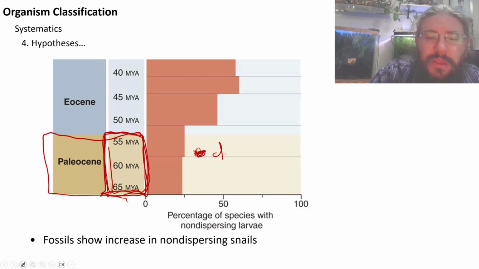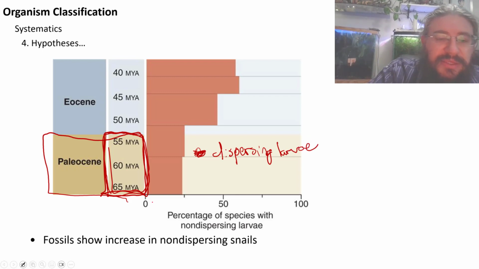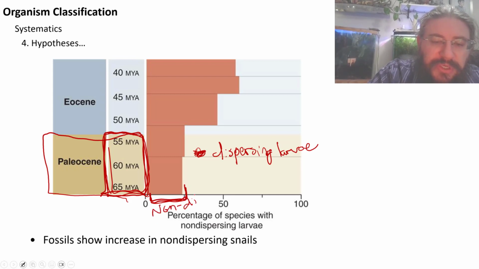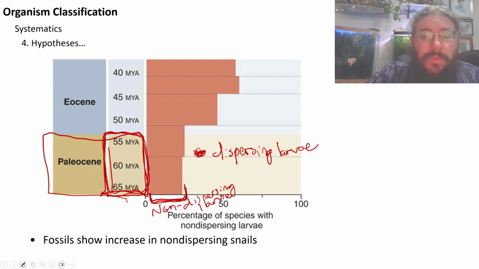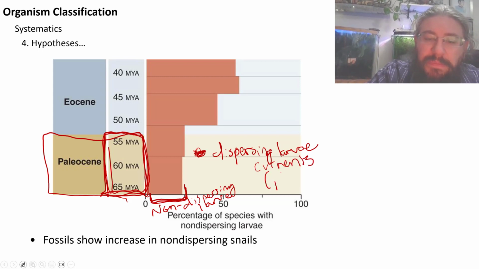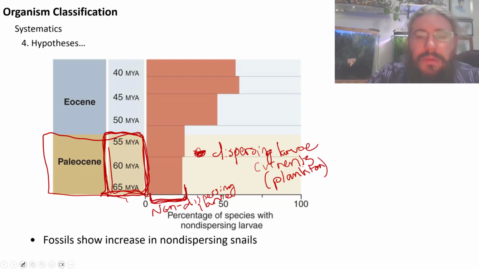When we look in fossil beds showing a lot of larvae, we have dispersing larvae. Mostly. So the minority is non-dispersing larvae. So we can see there's generally less than 25% of the fossils during the Paleocene are non-dispersing larvae. Most larvae in marine snails are off in the currents. They are part of the plankton, carried by the currents. Non-dispersing larvae just settle on the ocean bottom.